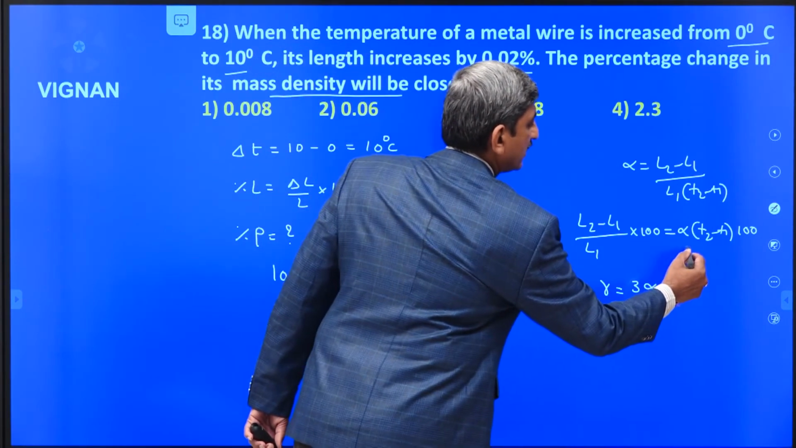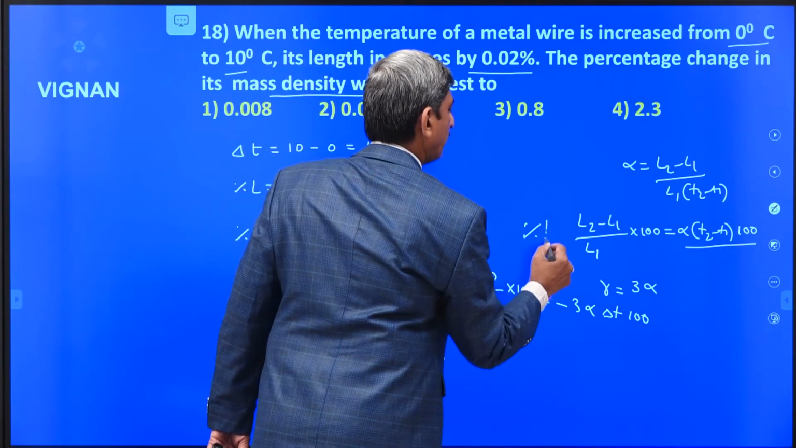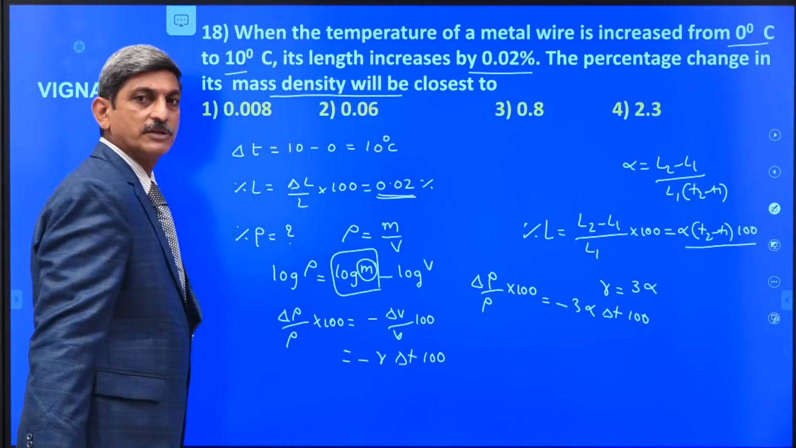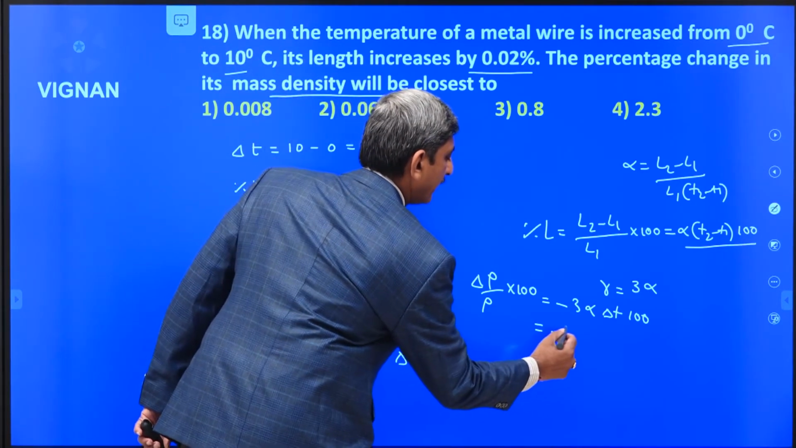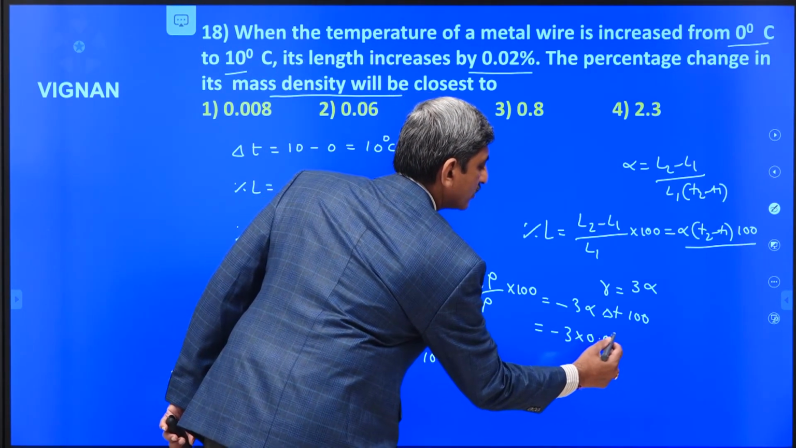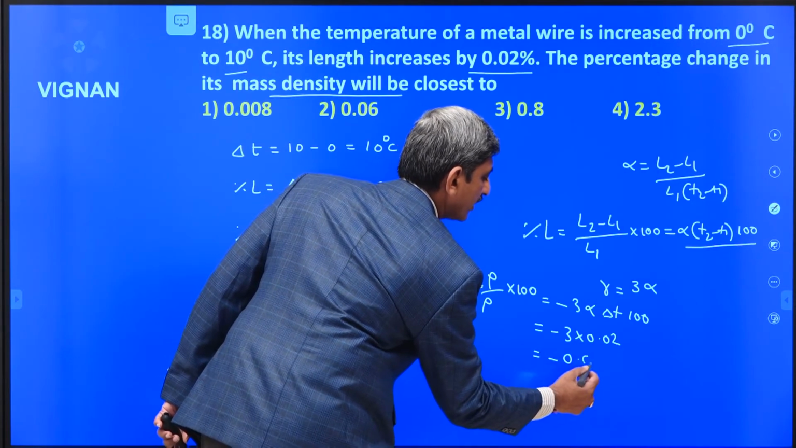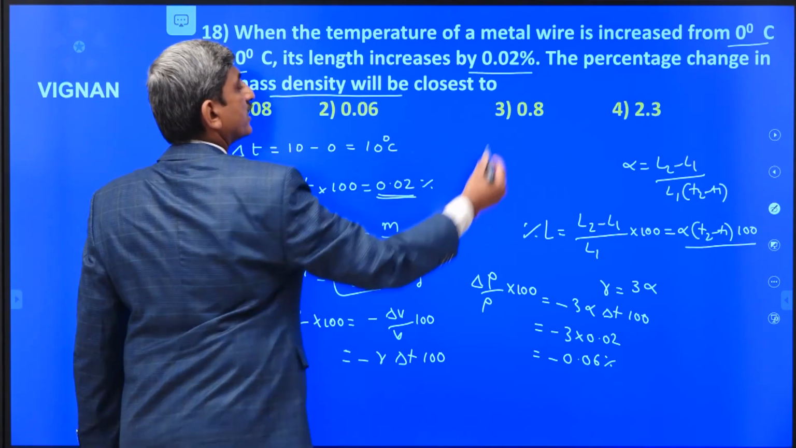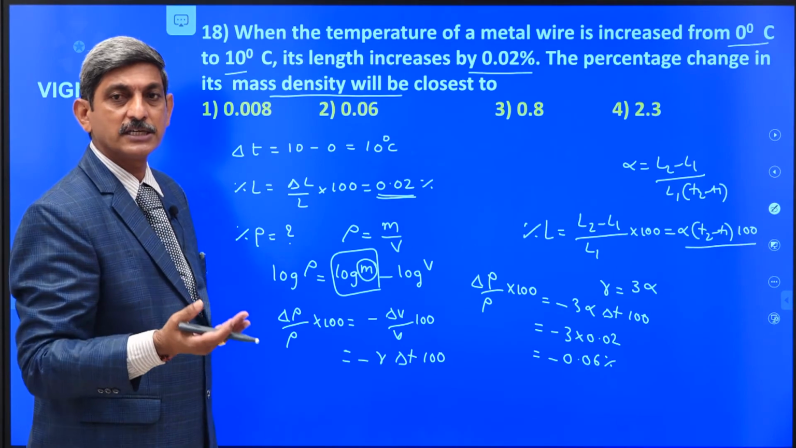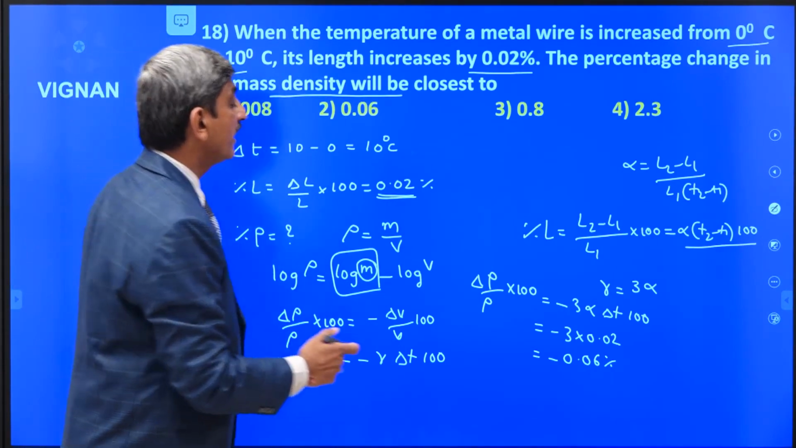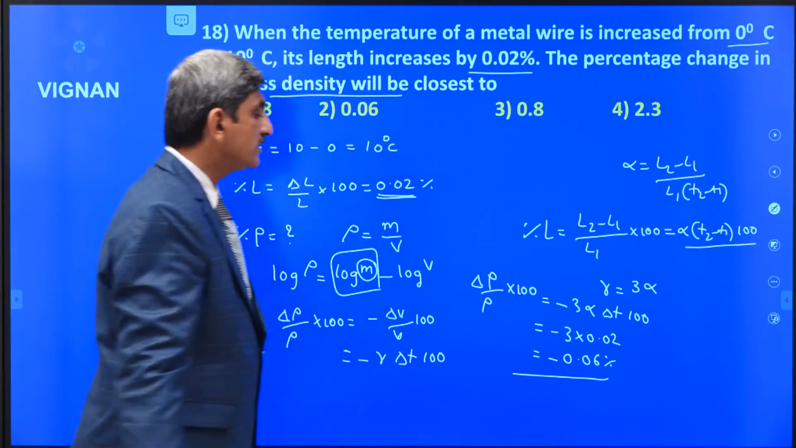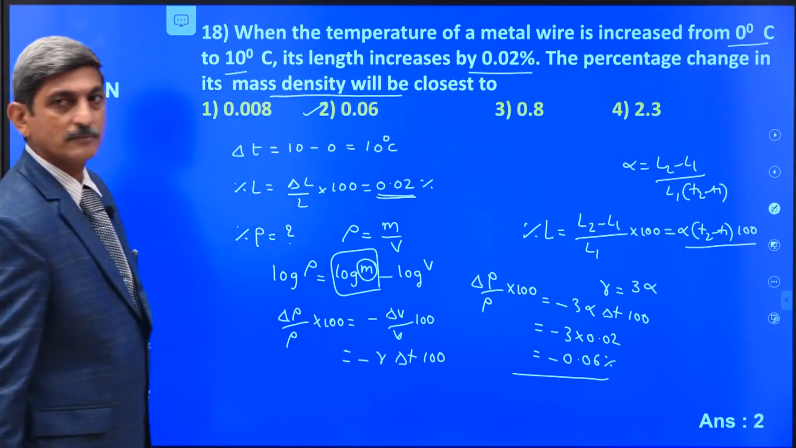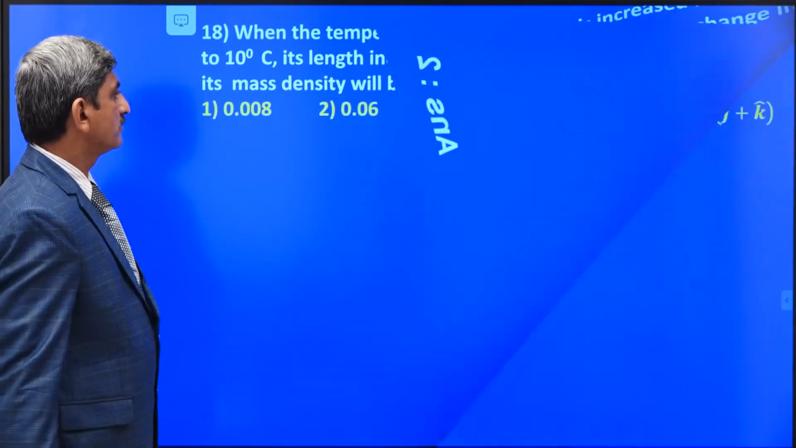But alpha (T2 - T1) into 100 is nothing but the percentage change in the length, which is given as 0.02%. So this is equal to minus 3 into 0.02, that is equal to minus 0.06%. That's why if the length increases by this much, the volume also increases by a certain extent. Because of that, the density decreases by 0.06%. So your answer is 2. Now come to the next problem.